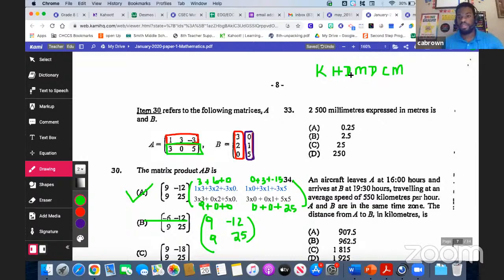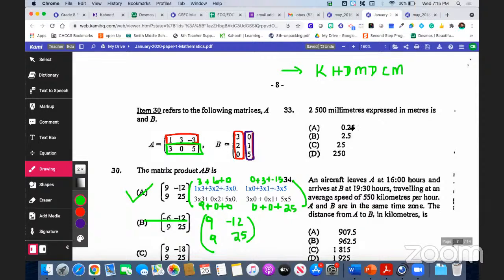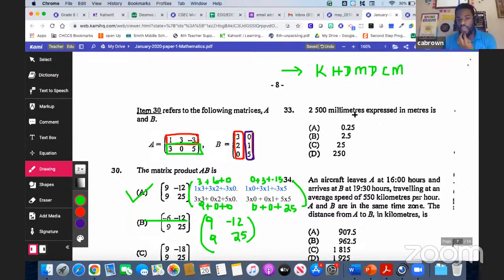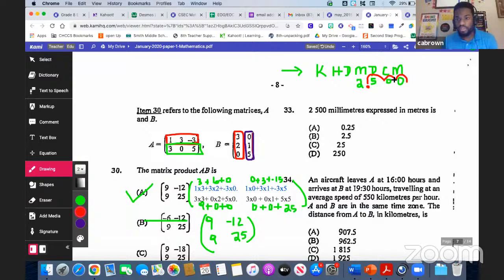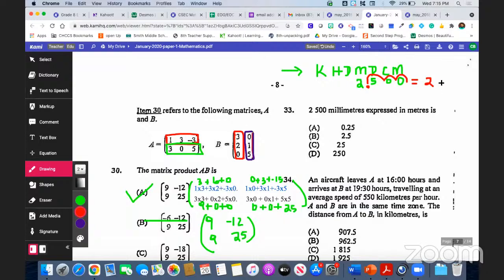So this is kilometer, hectometer, decameter. This is the unit that you're using. This is decimeter, centimeter, and millimeter. Now, this is a very easy way that I normally use. So if I'm converting 2,500 millimeters, I'm going to go ahead and write 2,500, fill in all the numbers in the slots. And I'm converting it to meters. So it means that I am moving from here to meters. So 1, 2, 3. 3 places. So it's going to be 2.5.